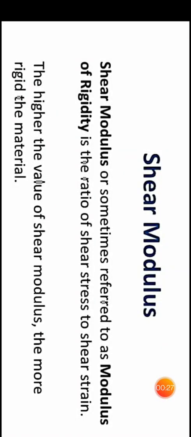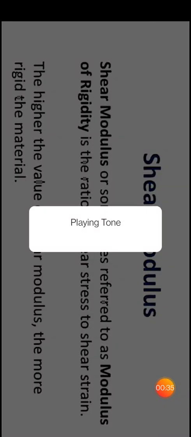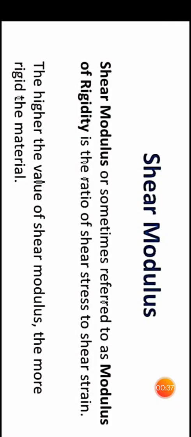Now, in our chapter number 6, Mechanical Properties of Solids, we can see our new topic: modulus of rigidity, also called shear modulus. Shear modulus, or sometimes referred to as modulus of rigidity, is the ratio of shear stress to shear strain. The higher the value of shear modulus, the more rigid the material.